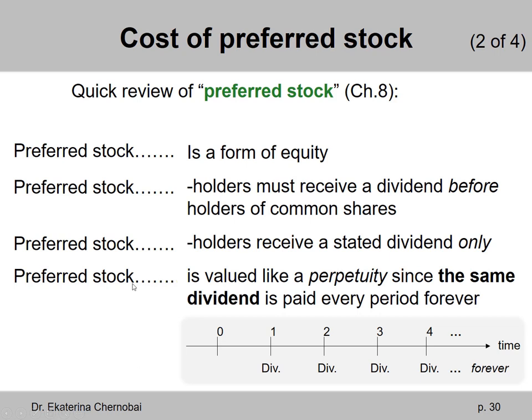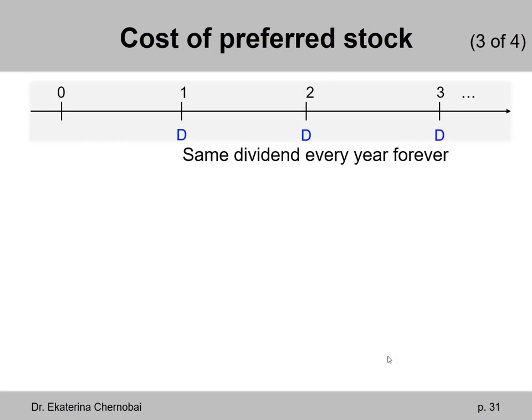Then to calculate the value of a preferred stock share, we essentially use the same approach as we do for valuing common stock shares. It's the present value of all future annual dividends. But because preferred stock dividends are fixed every year, it becomes a perpetuity. So we need to find the present value of a perpetuity of future dividends, because it's the same dividend paid every time period forever. So let's review the formula for that.